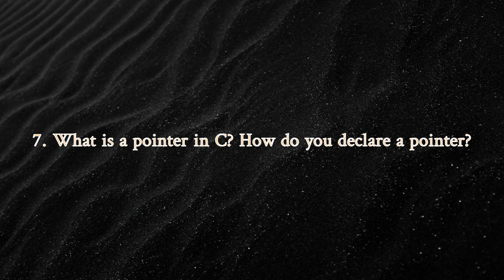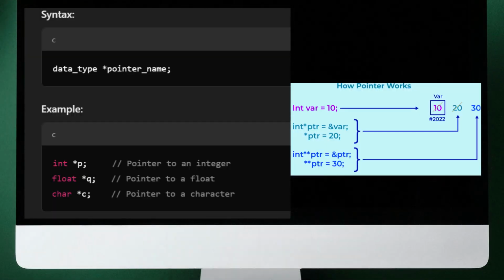7. What is a pointer in C? How do you declare a pointer? A pointer is a variable that stores the memory address of another variable. Instead of holding a data value directly, a pointer holds the address where the value is stored. This concept is powerful in C and allows for efficient memory management, data manipulation, and dynamic memory allocation. To declare a pointer, use the asterisk symbol and the data type of the value the pointer will point to. Here are a few pointer examples. We will take more Q&A for pointers in our coming videos.